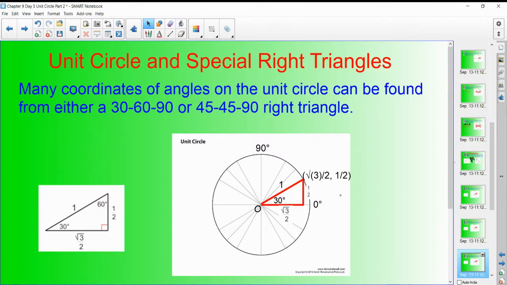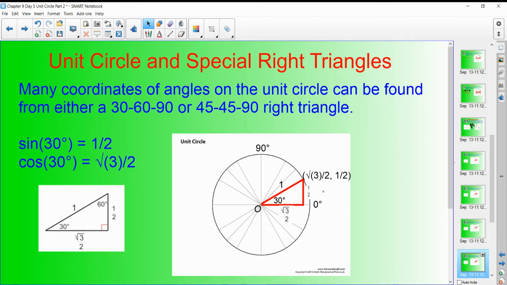And now I know the sine and the cosine of 30 degrees. The sine is the y coordinate, so the sine of 30 degrees is 1/2. The cosine of 30 degrees is square root of 3 over 2.